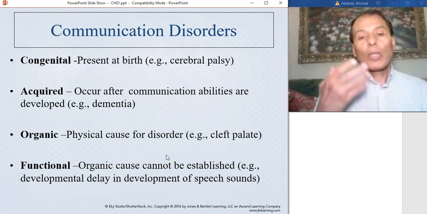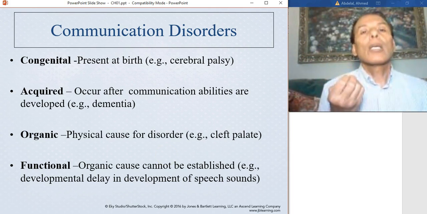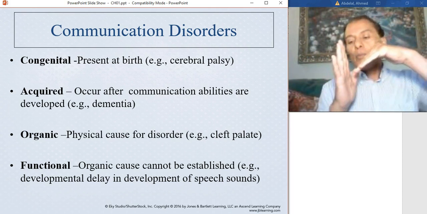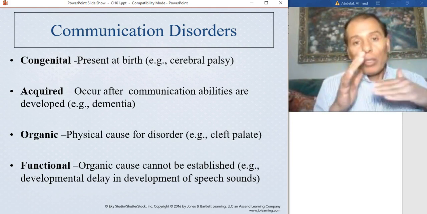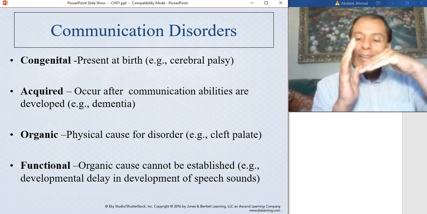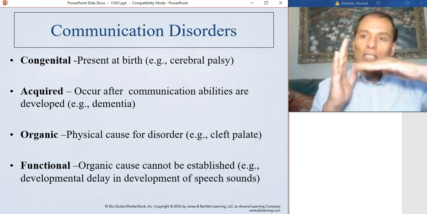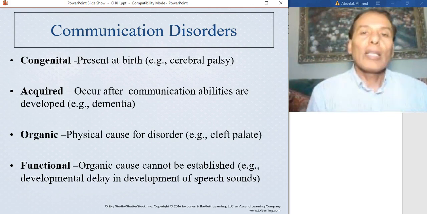Functional means physiological. It means it has to do with how the organ functions. For example, again, the palate might be functional. It can go up and down. However, maybe for some people, it might be sluggish. It is not going up and acting fast and extending as it should, even though it is completely intact.